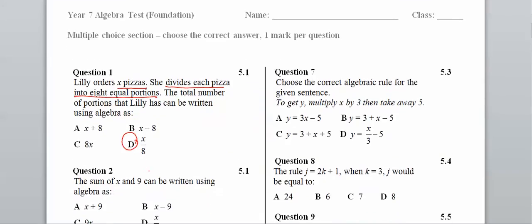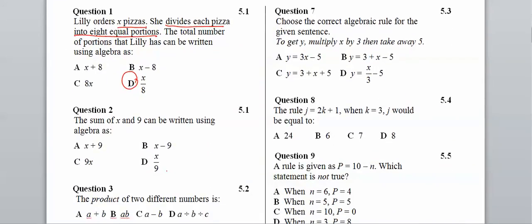We'll move on to question 2. The sum of x and 9 can be written using algebra as. So our options are A, x plus 9, B, x minus 9, C, 9x, and D, x divided by 9. So our clue here, sum, and a sum usually means addition. So our answer here is A, x plus 9.